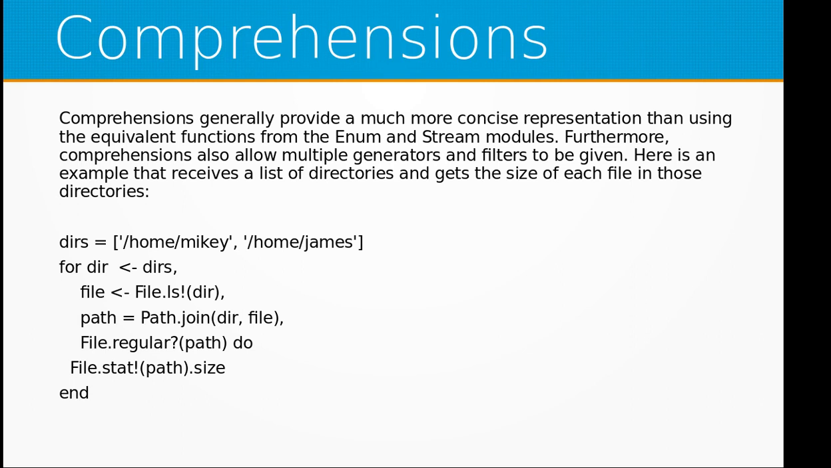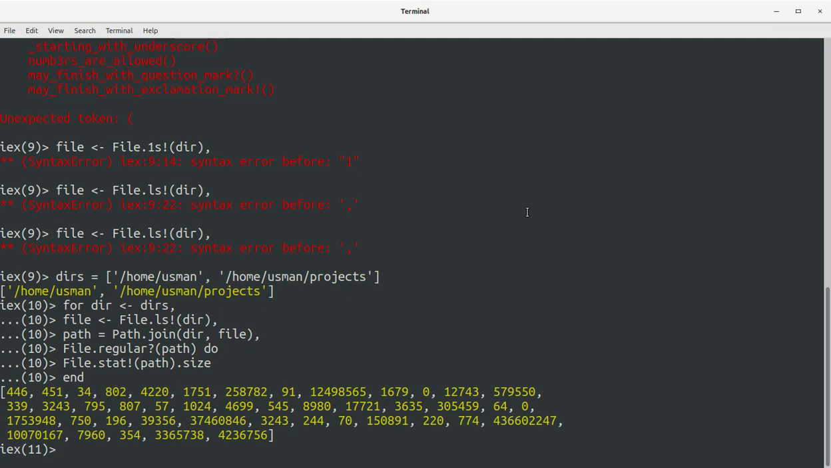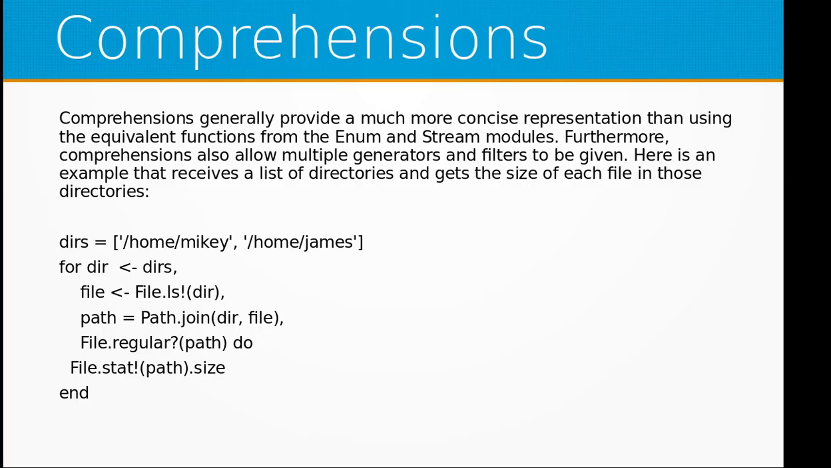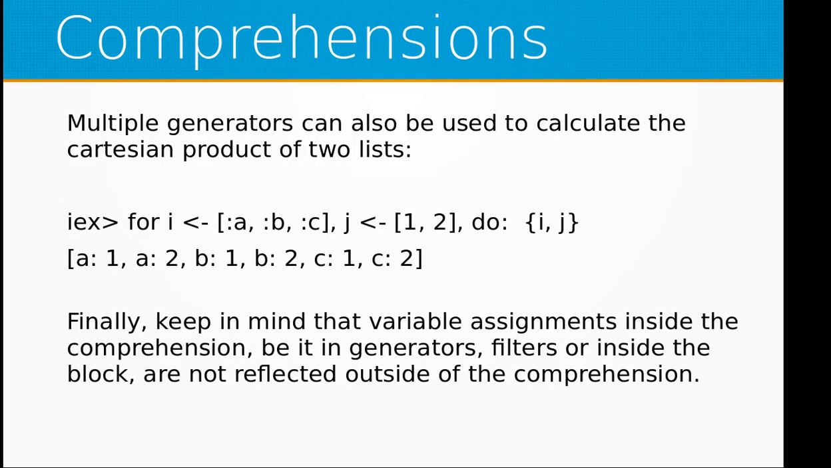It gets the size of each file in those directories. So basically our loop iterated through these two directories, home Osman and home Osman projects, and it gathered the size of each file in these directories. Multiple generators can also be used to calculate the Cartesian product of two lists.